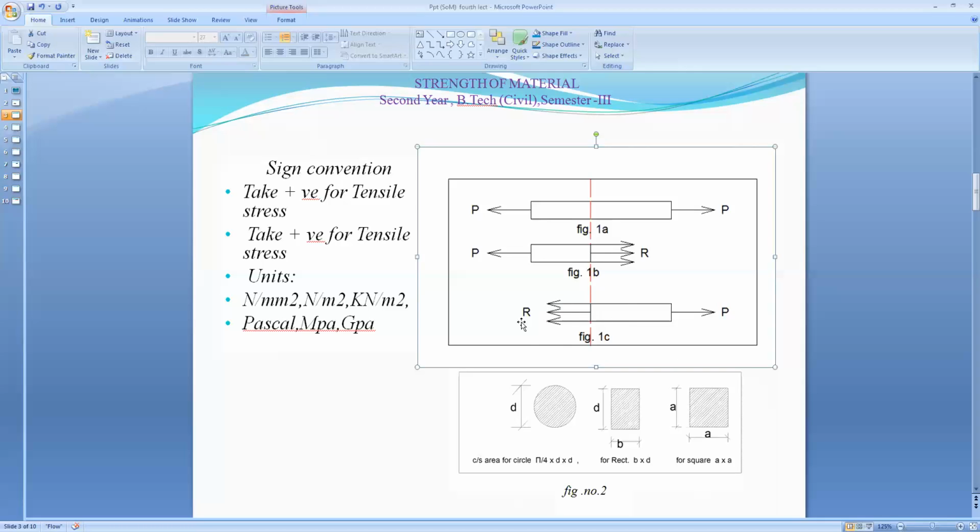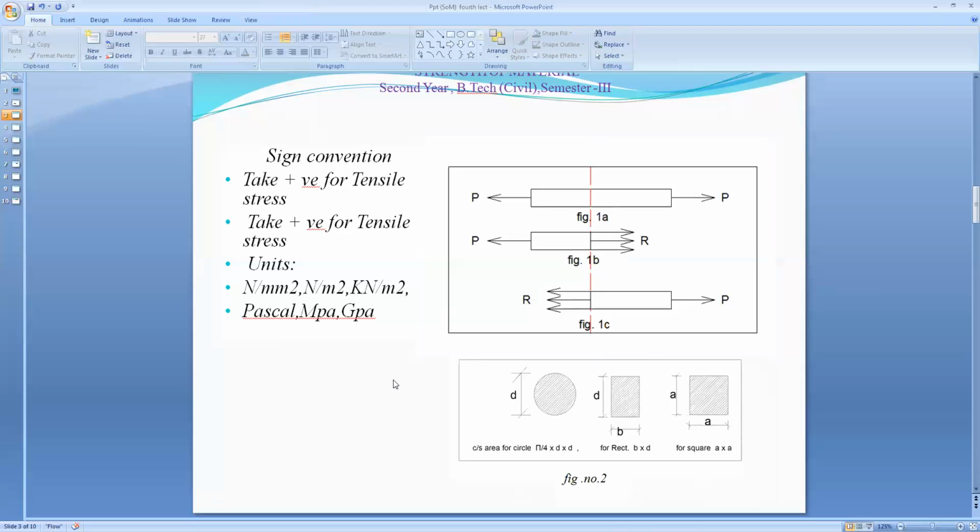When we consider R in terms of intensity, we take the internal resistive force capital R in terms of Newton, kilonewton, meganewton, etc., divided by the cross section area of the body. There are various types of cross section. Figure number 2 gives some examples of the cross section.